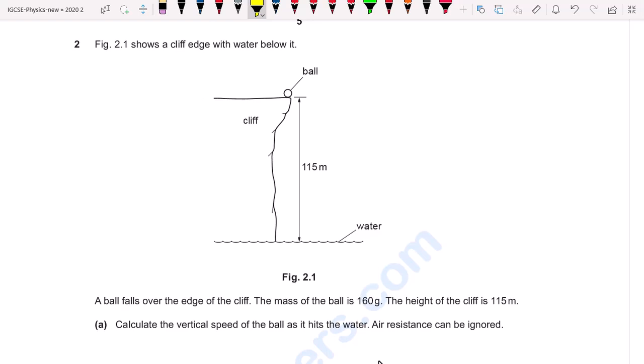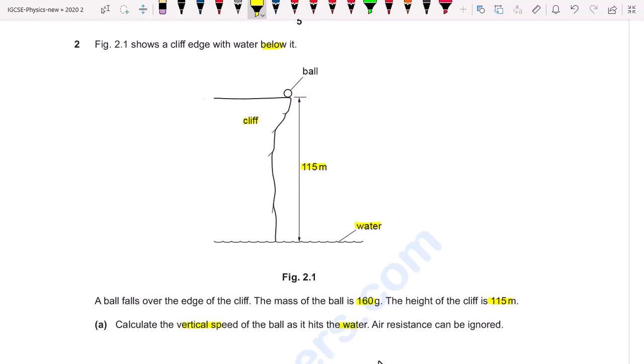Question number 2. Figure 2.1 shows a cliff edge with water below it. You can see here the surface of water and a cliff, and a ball is placed over it. The height of the cliff is 115 meters. A ball falls over the edge of the cliff. The mass of the ball is 160 grams. Part A. Calculate the vertical speed of the ball as it hits the water. Air resistance can be ignored.